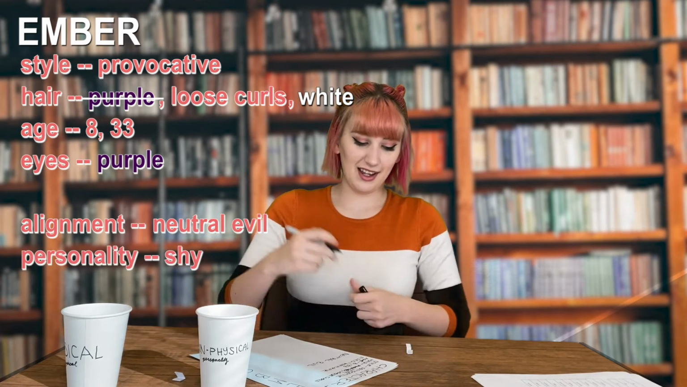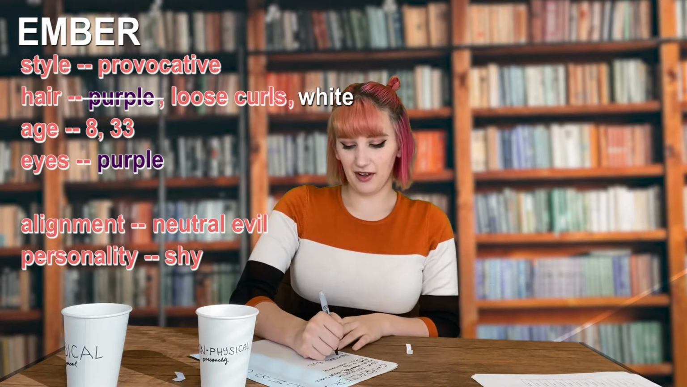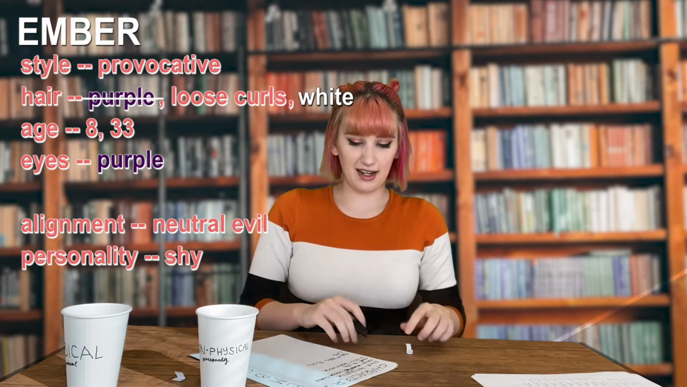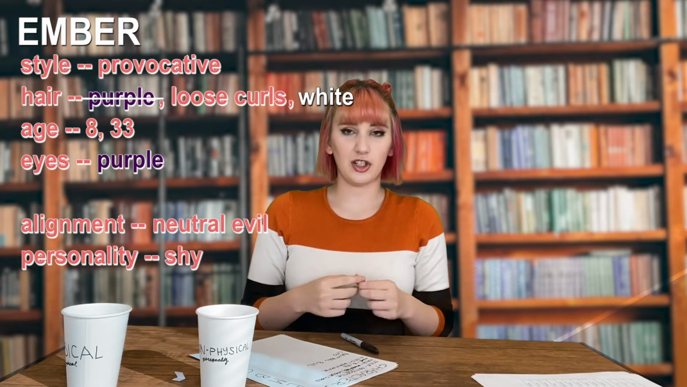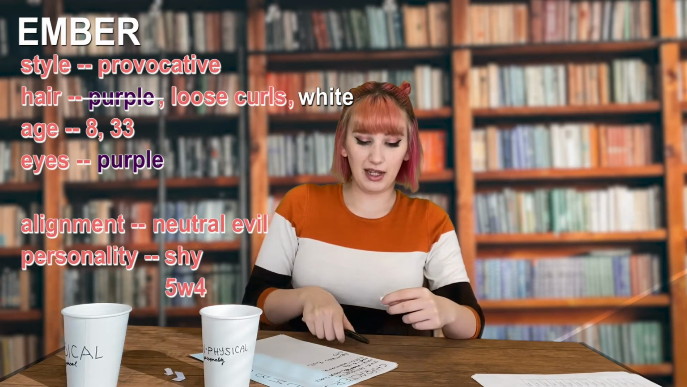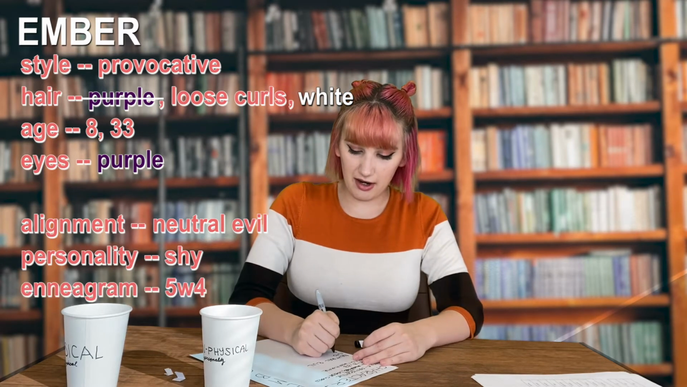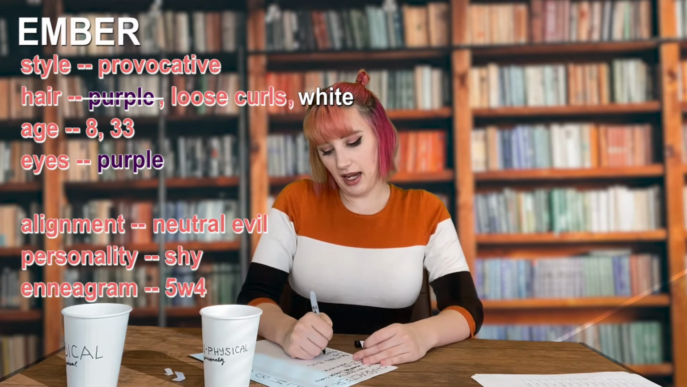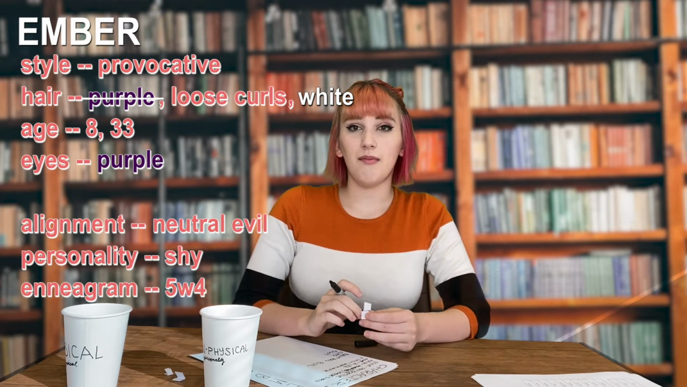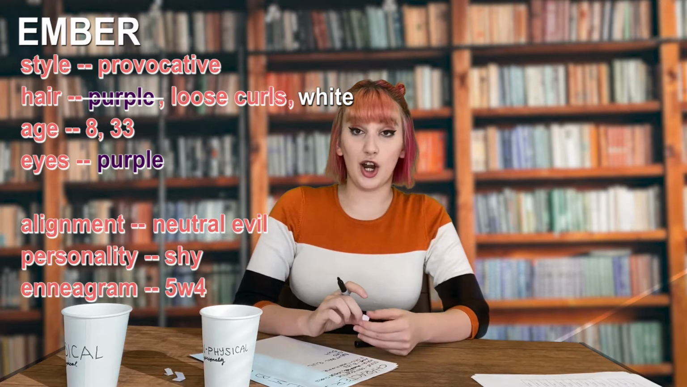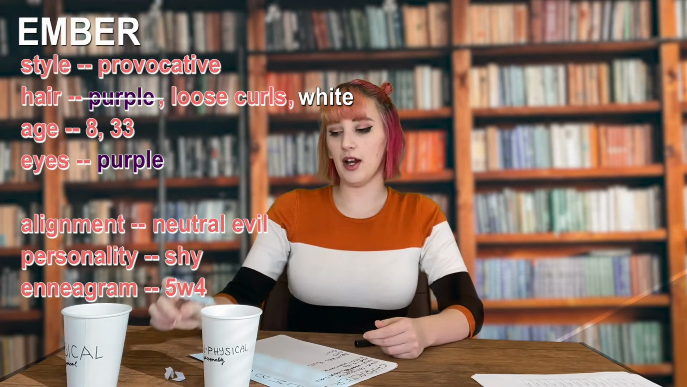Villains are one of my favorite characters to write, so I'm very excited about that. Shy, okay. I feel like I'm developing her character already. You see her style is provocative, but she's shy in nature. All right, 5 winged 4. This gives her an Enneagram type. This is going to give me a little bit of an insight into what her main motive in general of her actions is going to be and what her greatest fear is.